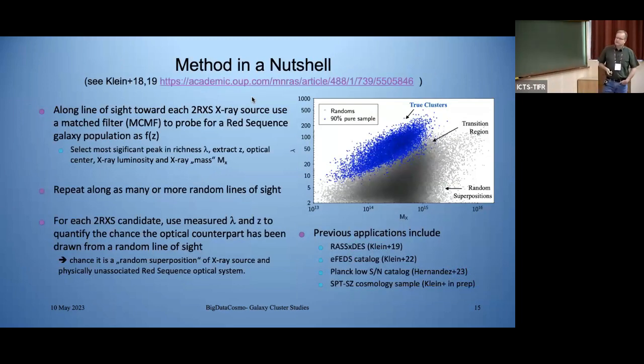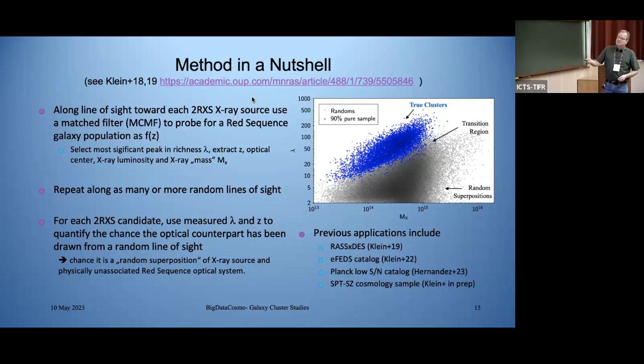Just show you a few characteristics of those, and then I think I have to close up. How do we do this? I think it's good for you to have a feeling for this, but it's described in detail in these papers. So what we do is along every line of sight towards a ROSAT source, 2RXS is the catalog we use, we use the optical data to search as a function of redshift for peaks in the red sequence population. And then we take the most significant peak and assign that to the X-ray source with a richness, a redshift, an optical center, X-ray luminosity, and some first estimate of mass.